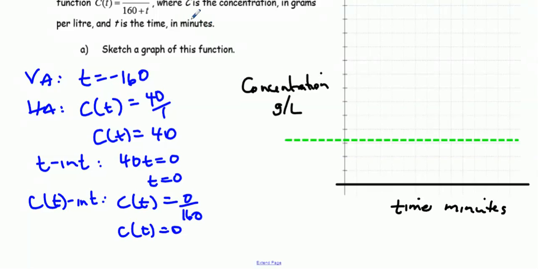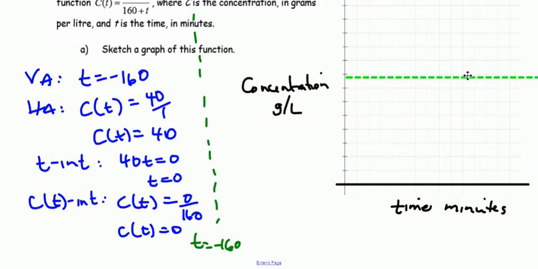Okay, so we know we have a vertical asymptote at t equals negative 160. Well, I know that's way the heck over here somewhere. I'll just draw it in anyway, but it's not pertinent to our question, but it helps me sort of define the area at which I will be graphing. I have to have a horizontal asymptote at C of t equals 40. And so I'm going to maybe go up by 5, so 5, 10, 15, 20, 25, 30, 35. There's 40.